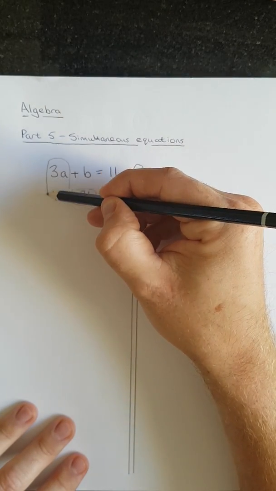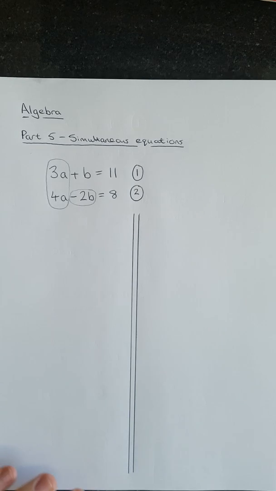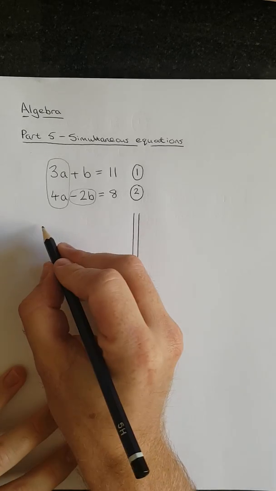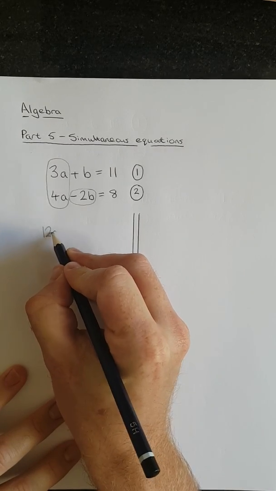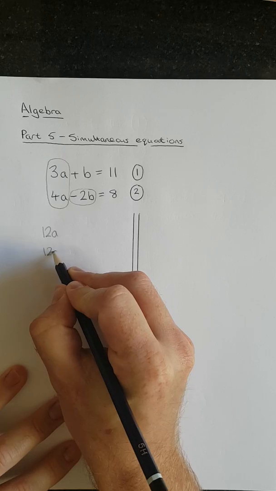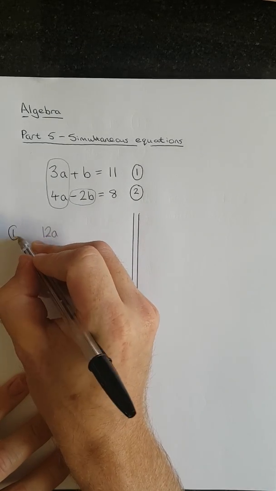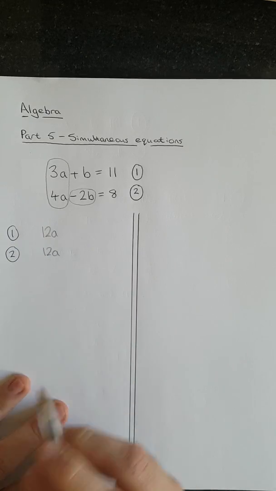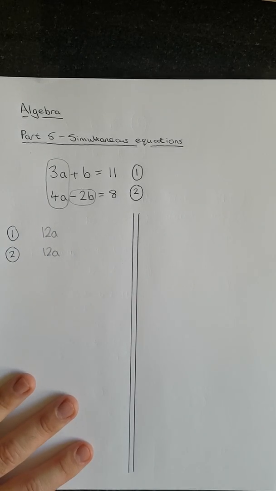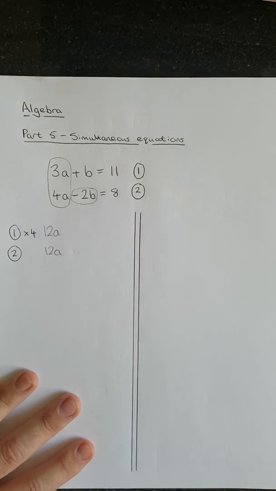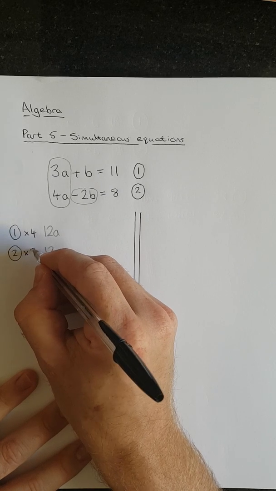Ignore the negative entirely. Look at those two. What's the magic number? Well done if you spotted it's 12a. So I'm going to multiply both equations and make them say 12a. So the first one is multiplied by 4 and the second one is multiplied by 3.